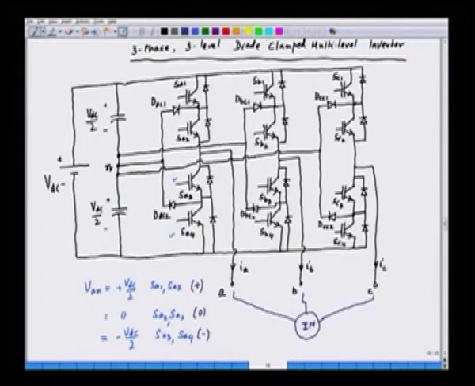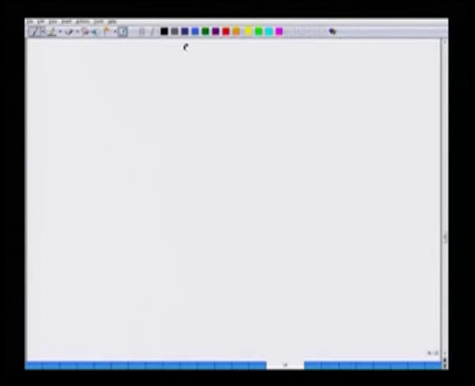So, in fact, for phase A we have plus, 0, minus. Similarly, for phase B also we can have plus, 0, minus, these are the various states. Phase C also we have plus, 0 and minus. So, if we analyze this, we get some space vectors, and the space vectors can be represented in space as follows. So, we are drawing here space voltage vectors.